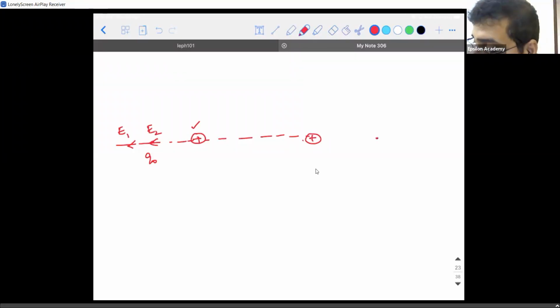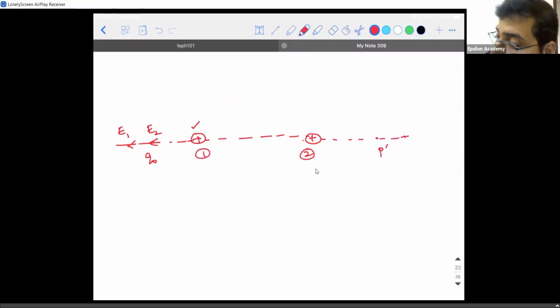Similarly, if I take a point P dash here, then what is going to be the direction of electric field? Due to the first positive charge, it will be to the right. Sorry, first, second. This is E2. Due to the first positive charge, this is E1. Any doubt in this? So E1 and E2, they both are in the same direction. Hence, they both will also get added. Accepted? Yes. Now comes the tricky part.